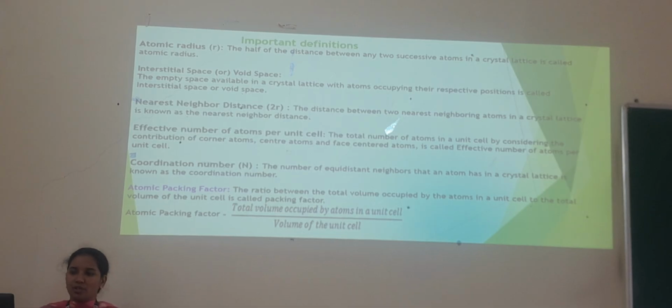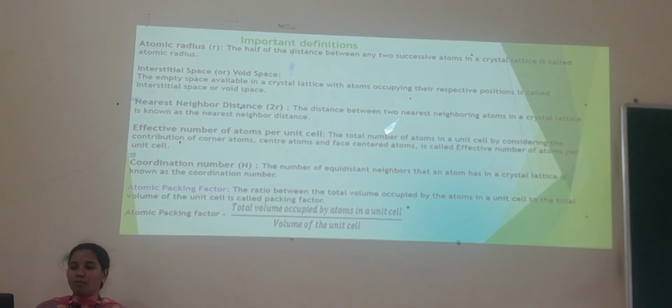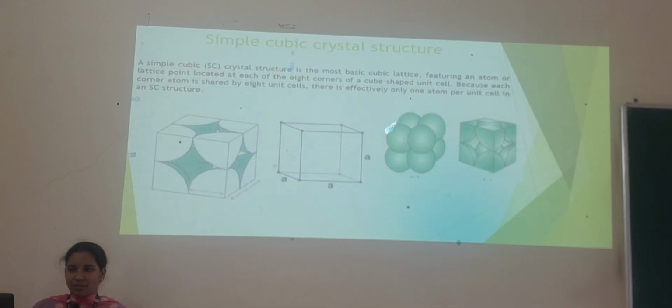Effective number of atoms per unit cell: the total number of atoms in a unit cell, considering the contribution of corner atoms, center atoms and face centered atoms, is nothing but the effective number of atoms per unit cell. Coordination number means the number of equidistant neighbors that an atom has in a crystal lattice. Atomic packing factor is the ratio between the total volume occupied by the atoms in a unit cell to the volume of the unit cell.